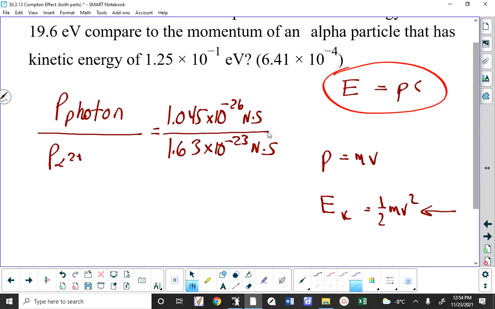And I'm assuming that if you take those two numbers and divide them, you get 6.41 times 10 to the negative 4.